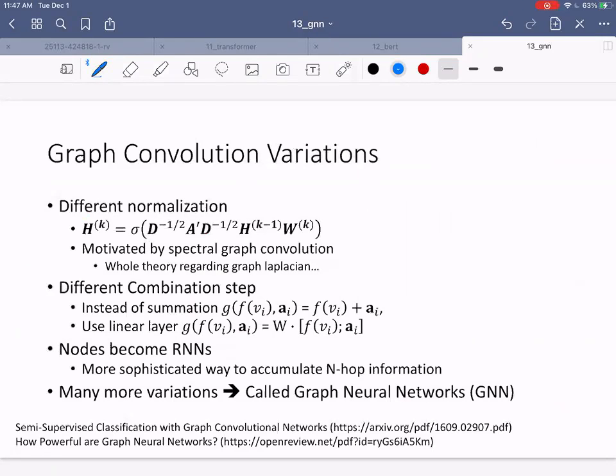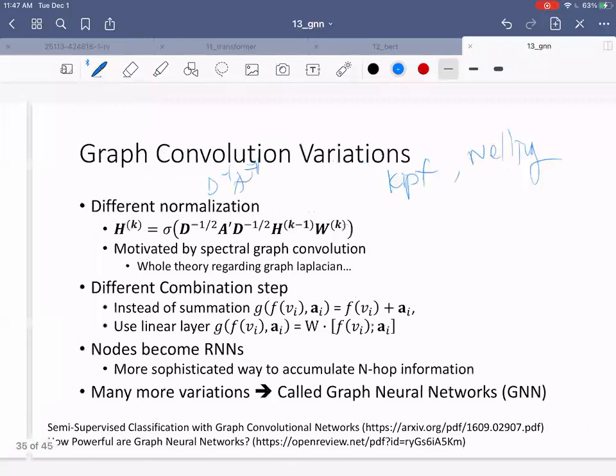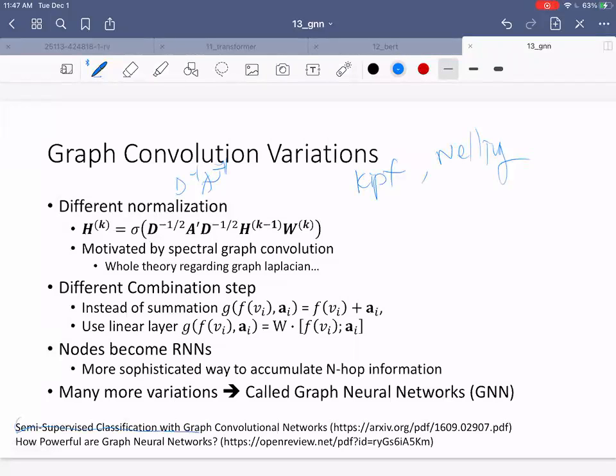So different normalization. So instead of D inverse A prime, Kipf and Welling are the guys who actually came up with the graph convolutional neural network concept for the first time, in a paper called semi-supervised classification with graph convolutional neural networks, which was presented at ICLR maybe, or NeurIPS, I forgot. Anyway, it was a very famous paper. It actually sparked the interest in graph convolutional neural networks. And in that paper, they came up with this normalization rather than this normalization.